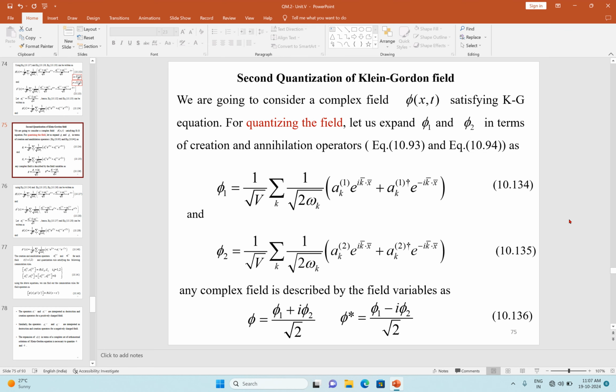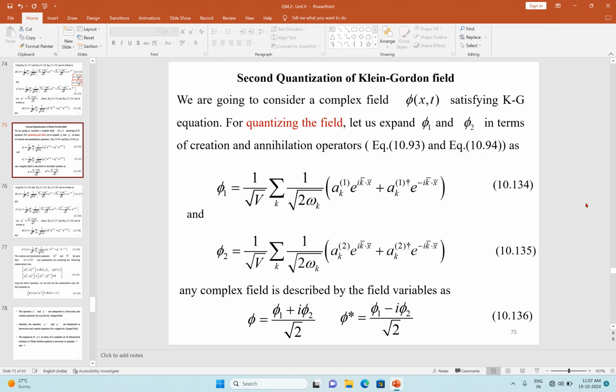Now we know that we have used only the modified Klein-Gordon Hamiltonian, and we could obtain the energy of the photon. But here we are going to quantize the field in which charged particles are there. So we are going to quantize the charged particles. So with this introduction, let us go into the session.